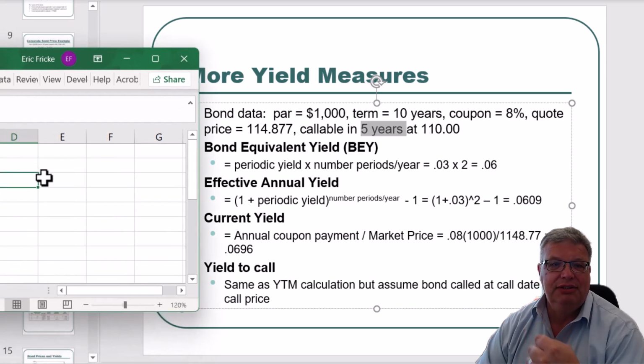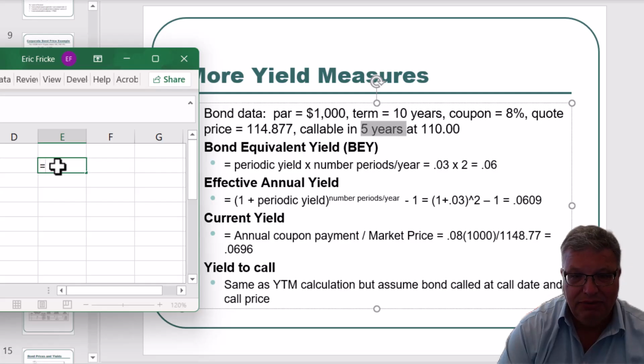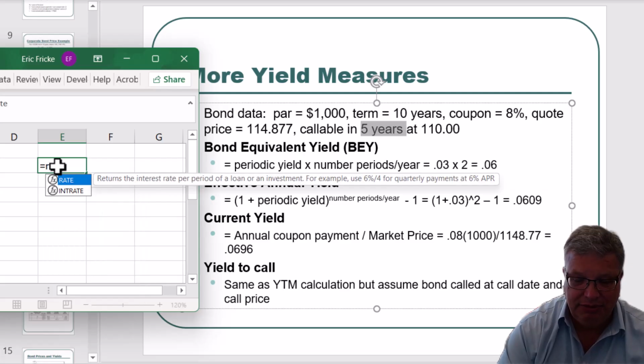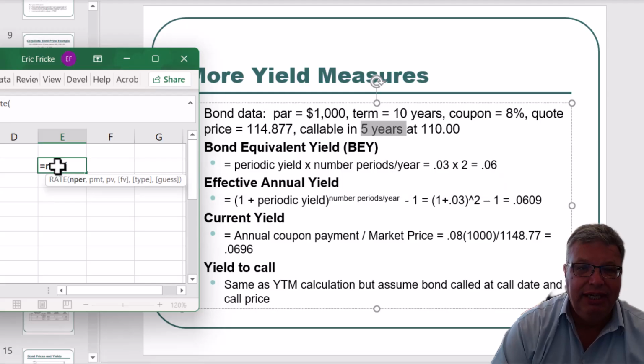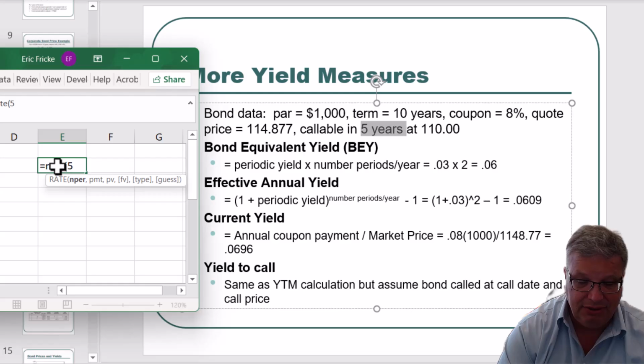So we're going to redo the calculation here, and let's go ahead and do that. Let's see here. We'll do equals rate. We want to know the yield to maturity. We calculate that with the rate. And the first thing we have to know is the number of periods. It's going to be 5 times 2, right?